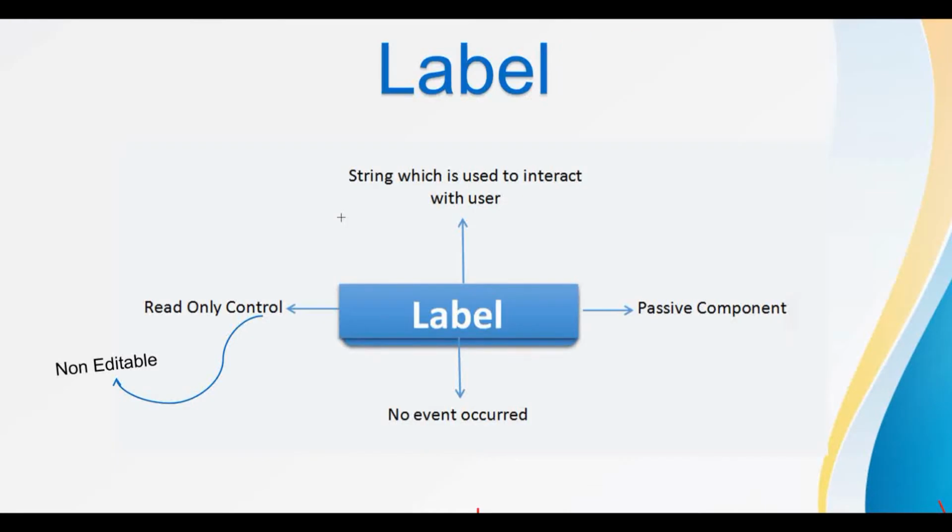We will discuss the first AWT control, that is label. Label is a string used for user interactions. Label is a passive component on which an event can't occur. Label is a read-only control, meaning we can't edit a label. Now let's look at the constructors of label.